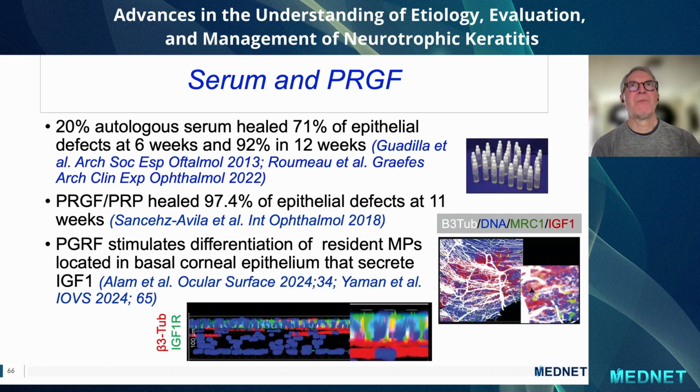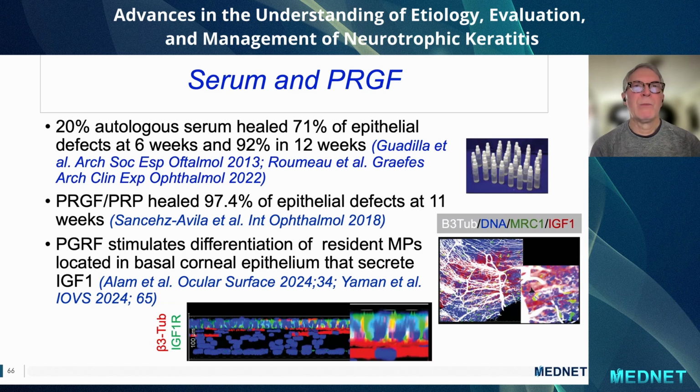And then, I had mentioned both serum and platelet-rich plasma. Studies have shown that 20% autologous serum healed 71% of epithelial defects at 6 weeks and 92% at 12 weeks. And then one study from Spain showed that the PRGF healed 97% of epithelial defects at 11 weeks.